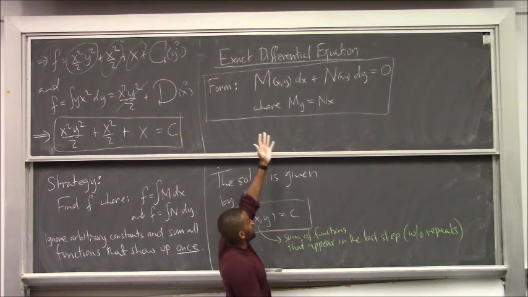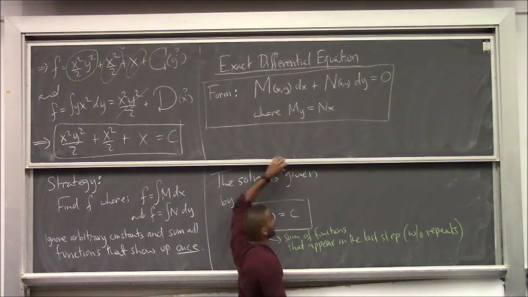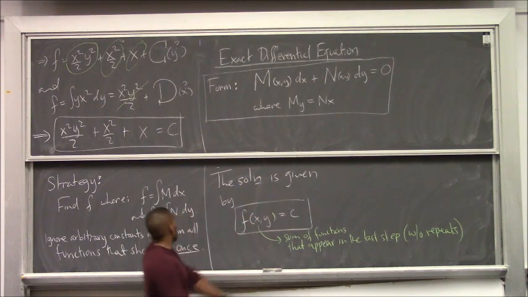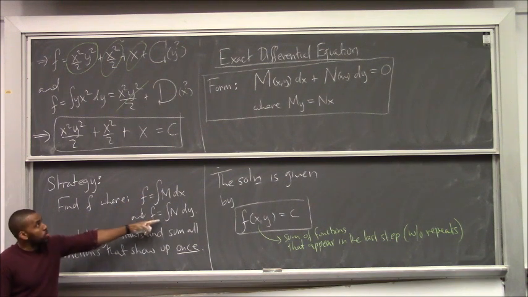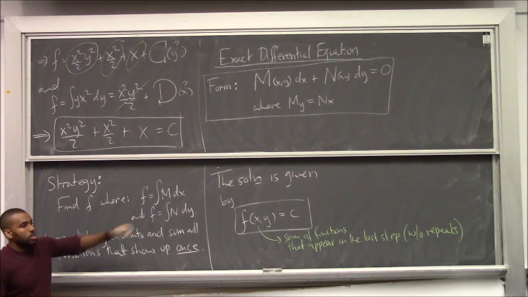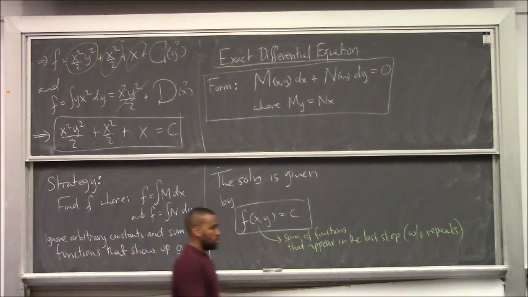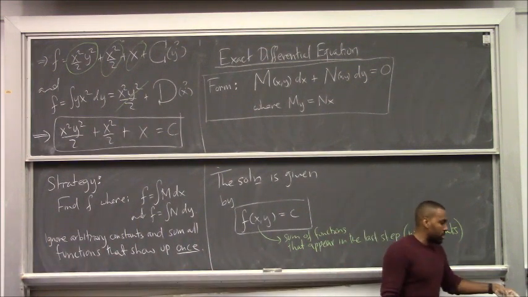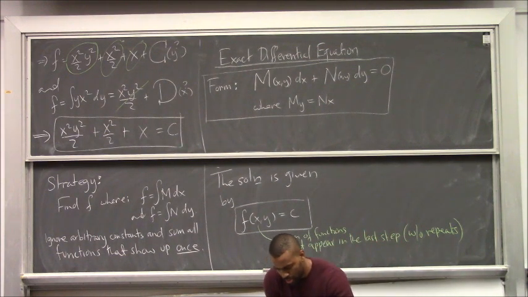So, exact differential equations look like that. You know you're looking at one because it behaves like that. Once you find that is the case, this is your strategy. You're going to integrate the dx part with respect to x, integrate the dy part with respect to y, collect all of the unique functions that show up, add them together, equals c, that's your answer. And that follows automatically from the multivariable chain rule. A lot of things follow from the chain rule.